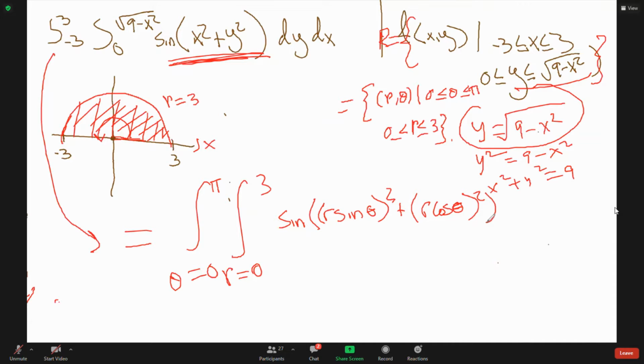And then dy dx turns out to be what? It turns into r d theta dr. It would be flipped, it would be the other way. r dr d theta, right? Cool. Does that make sense to everybody?